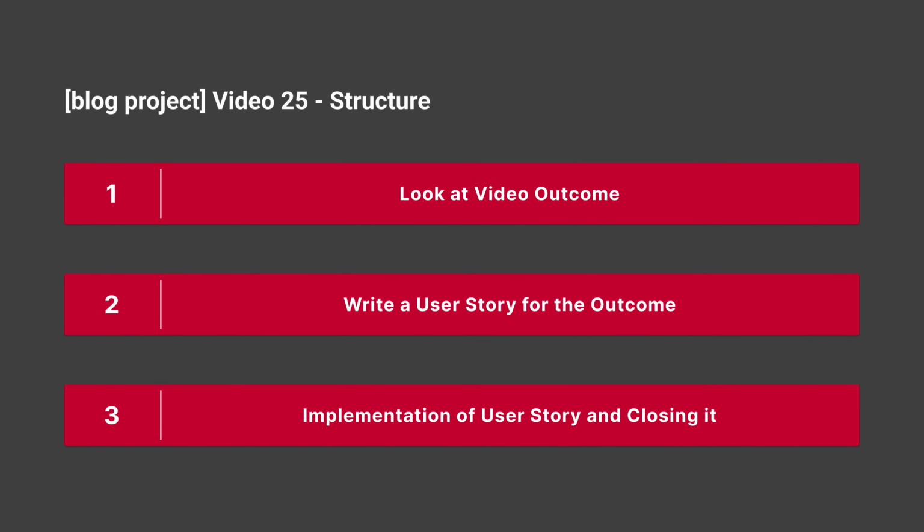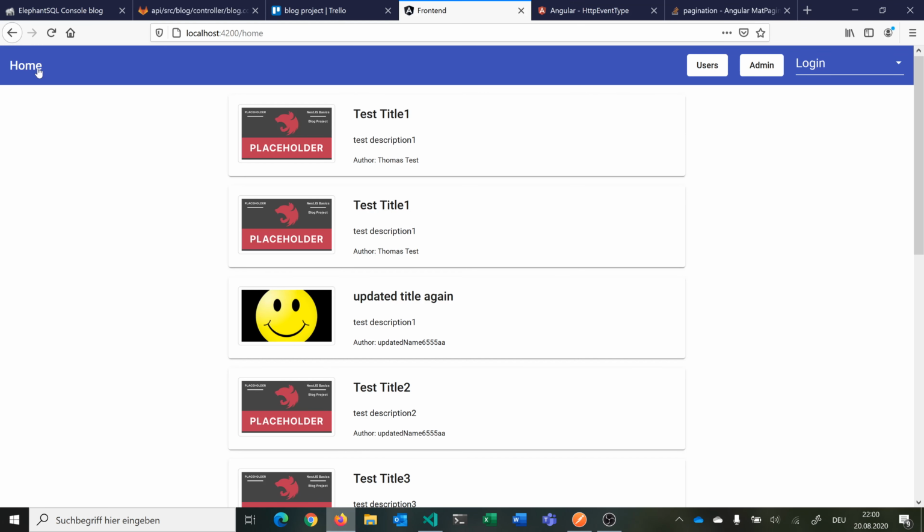Then we have our video structure as always. First we have a look at our video outcome, then we look at the user story for this outcome, and then we will implement this and close the user story later. Let's have a short look at our video outcome.